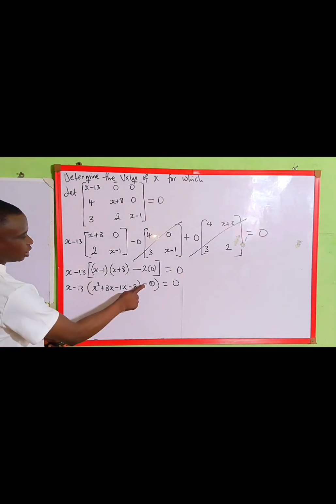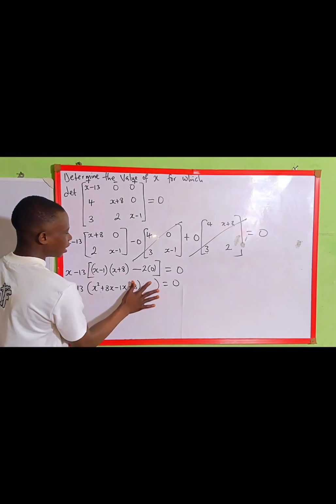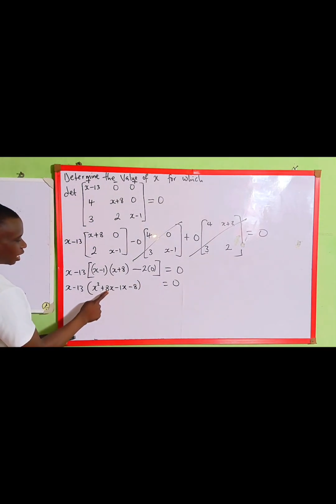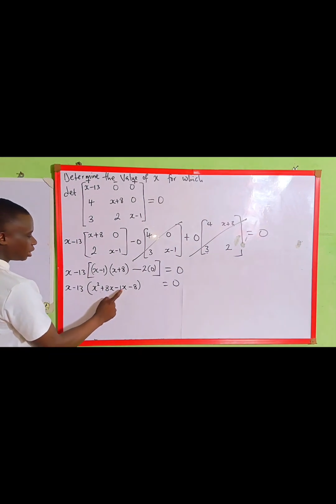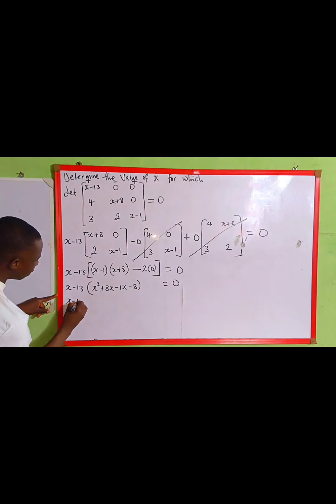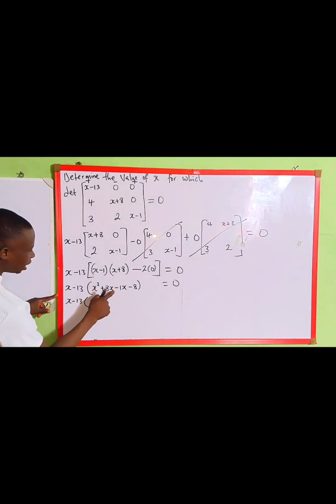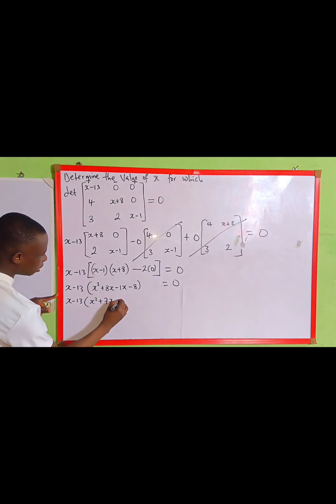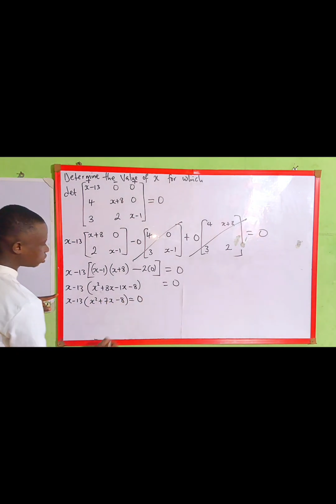Now, this place is 0. Negative 0 is the same as empty, so we need to cancel that. Then also, if you look here, positive 8x minus 1x is going to give us 7x. So the whole of this will be what? x minus 13 into the bracket of x squared plus 7x, then minus 8, which is equal to 0.